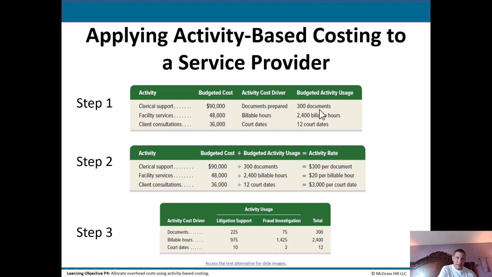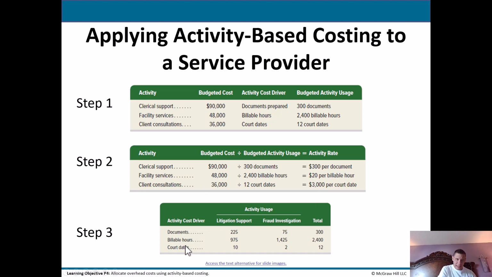So we're saying like for clerical support, we've got 90 grand allocated. The cost driver is documents prepared, and they estimate 300 documents, right? So again, step 2, you're just going to divide them out, 90,000 divided by the 300, and then you're going to do the same for the other 2.